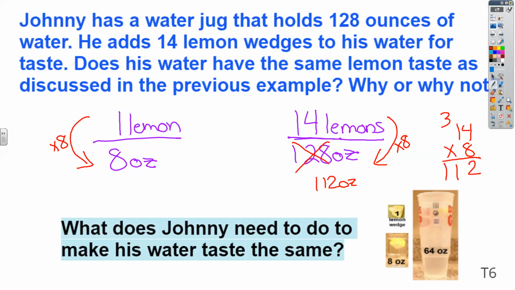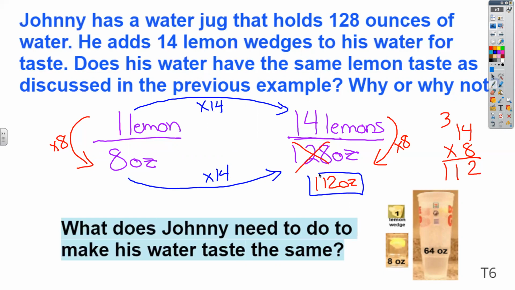Another way we could work it out, I always want to show you 2 different ways. We could have said, how do we go from 1 to 14? Well, you know it, times 14. And at the bottom, what is 8 times 14? Same thing. Are we going to get 128? No, we're going to get 112, and that is incorrect. So that's 2 different ways you could have solved this.